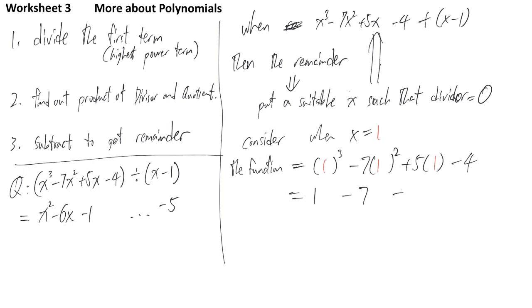So 1 minus 7 plus 5 minus 4. This is negative 6, and then this is plus 1. We got negative 5. Oh, it seems like magic. At least it's very weak evidence, but at least I showed that this kind of theorem helps us to find out the remainder, which is negative 5. And then it's also consistent in other situations. The criteria is, you have to remember, we are putting a suitable x to make the divisor become 0, and we put x inside our original function.